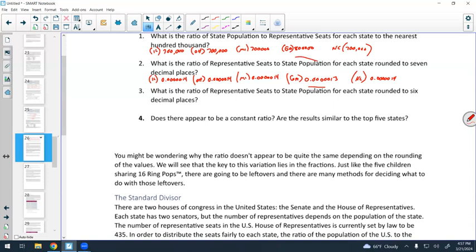However, what happens when we round the ratio of representative seats to state population for each state to 6 decimal places? Note the seventh digits are 4, 4, 4, 3, 4. None of them round up, so they're all going to be 0.000001. Does this appear to be a constant ratio? We don't have the top 5 states, so we can't answer that question.